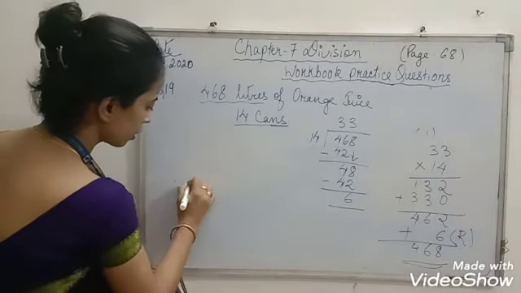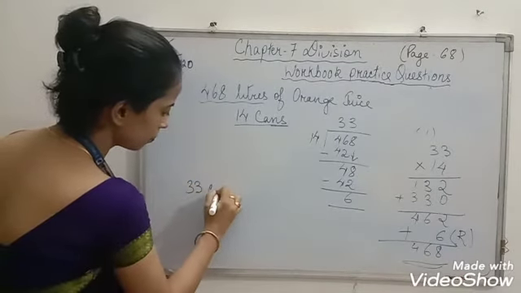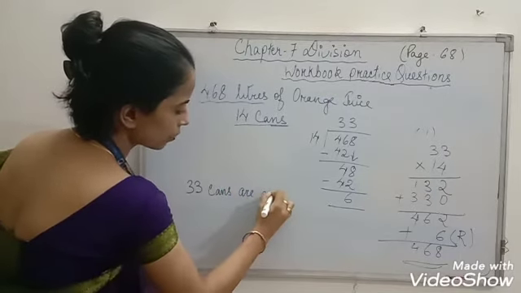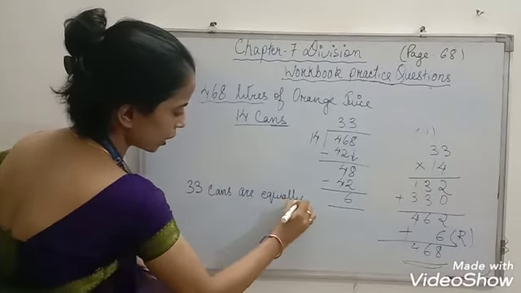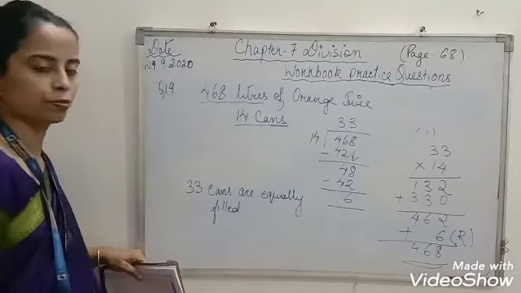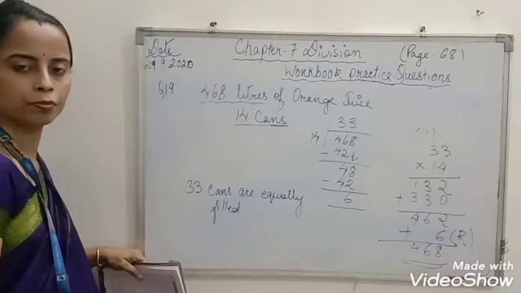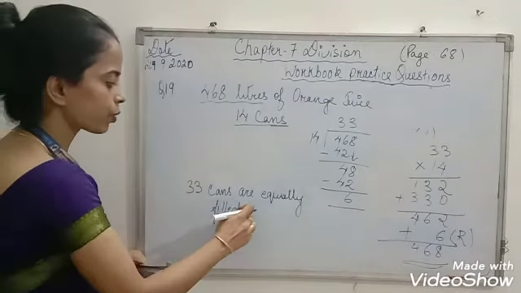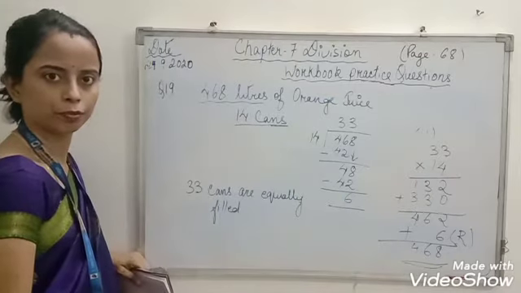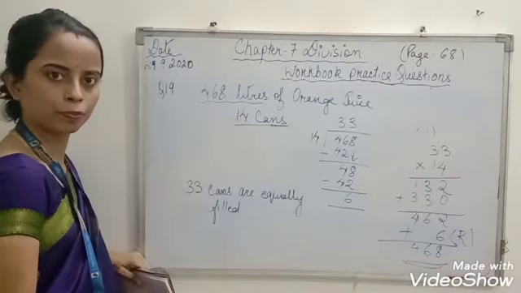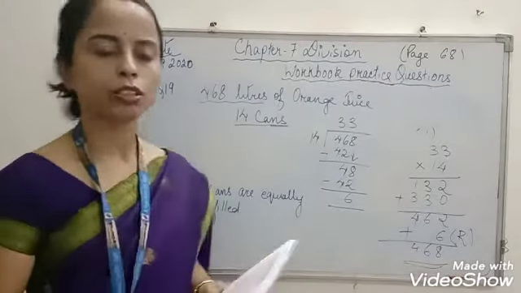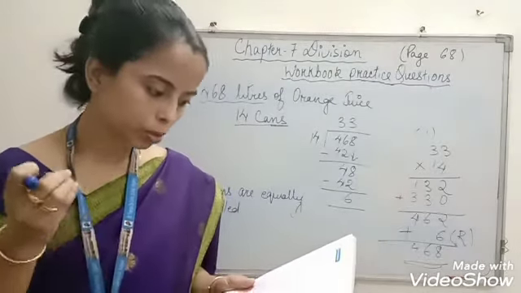So how many cans are equally filled? Therefore, 33 cans are equally filled, and 6 are remaining. Got it, children? Right? So, children, the rest of the questions, you just do it as practice at home.